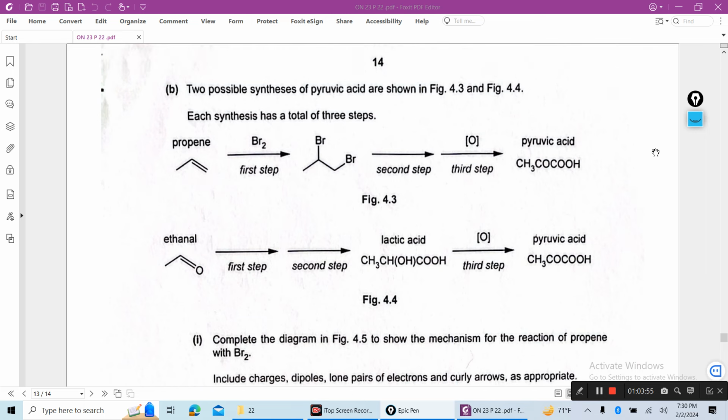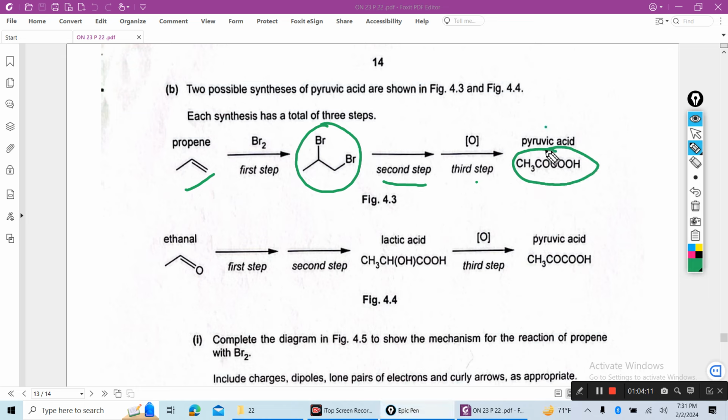Now you see part B. Propene, an alkene, goes to dibromopropane in the first step. In the second step, it becomes a diol, and in the third step it is oxidized. Pyruvic acid is formed. For ethanol, this is an aldehyde in the first step; in the second step it goes to a carboxylic acid and secondary alcohol; and in the third step, to pyruvic acid, I mean this part is oxidized to a ketone.